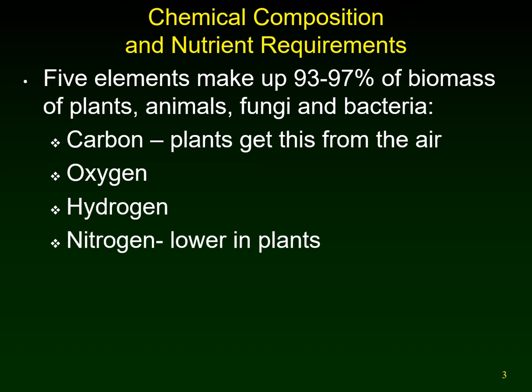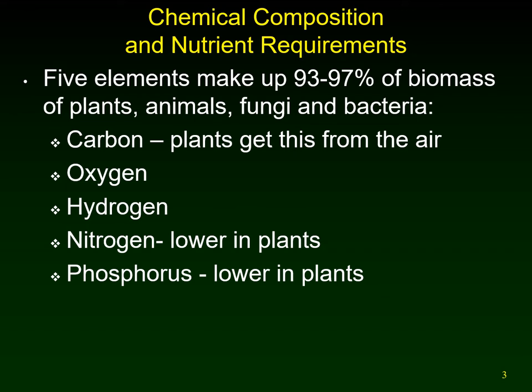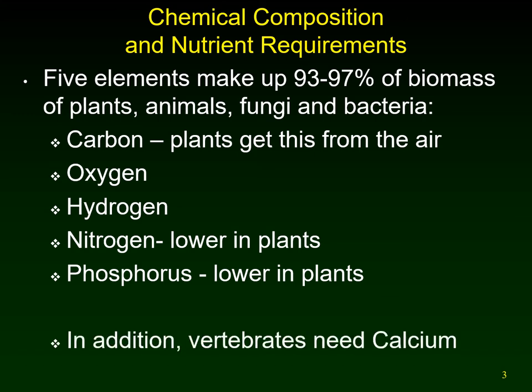Nitrogen is lower in plants. They're not quite as busy as we are, so they don't need quite as many enzymes to do a lot of things. So nitrogen content is relatively low in plants compared to animals. We have a lot of protein that contains a lot of nitrogen in the animals. Phosphorus, the same thing. The phosphorus and nitrogen the plants are getting out of the soil tend to be lower in plants than they are in animals. In addition, vertebrates like us obviously need some calcium for our bones and teeth.